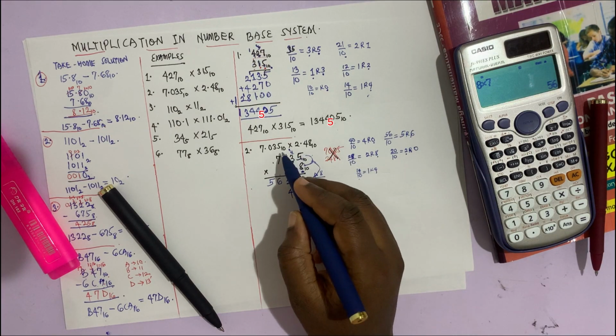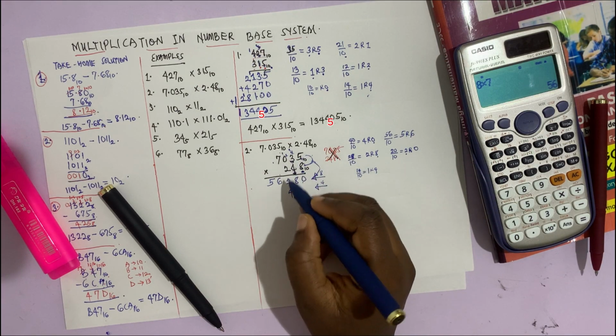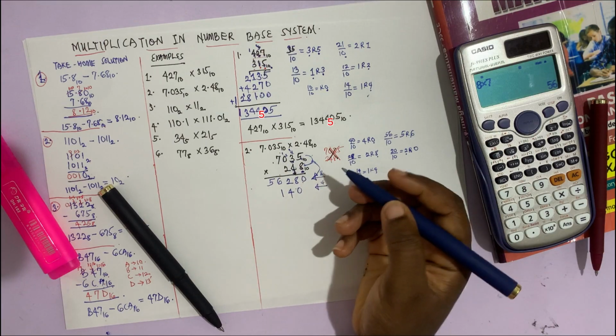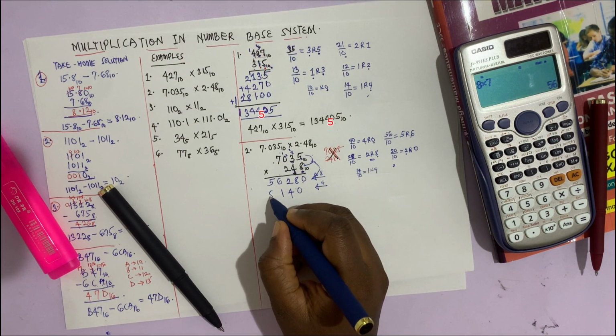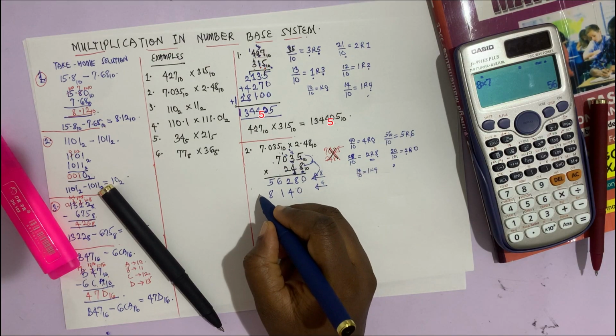So 4 times 0 is 0, plus 1, 1. 4 times 7 is what? 28. We write the remainder 8. We carry 2. There's nothing else, so we write the 2.